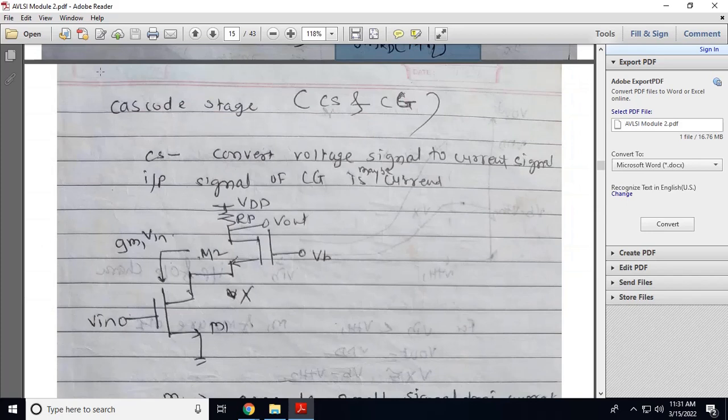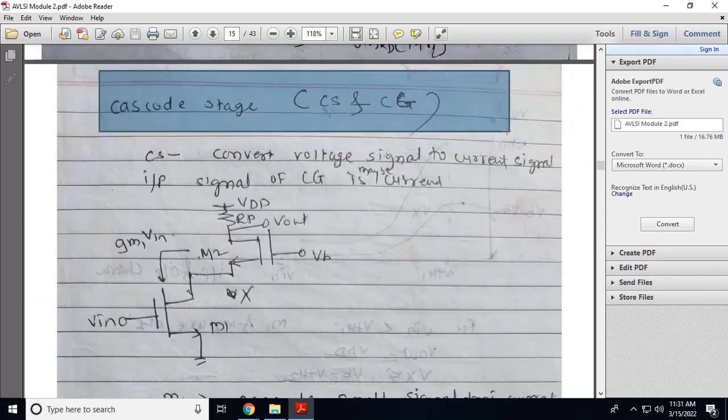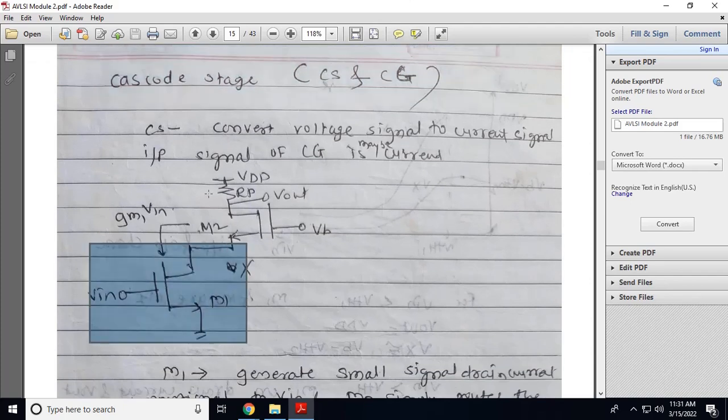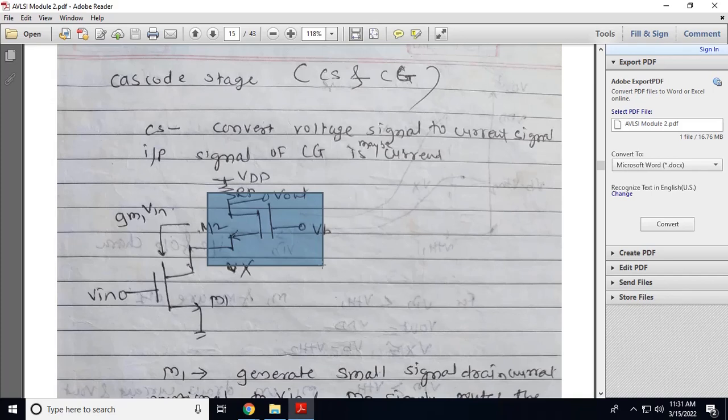Next amplifier is the cascode stage, a common source followed by common gate. So common source stage M1 followed by common gate stage M2. For the common source amplifier we apply the input to the gate, output is measured at the drain, and we give this output to the input of M2 at the source. So this is a common gate. The gate is common, and the final output is measured at the drain of MOSFET 2. So cascode stage means common source followed by common gate.